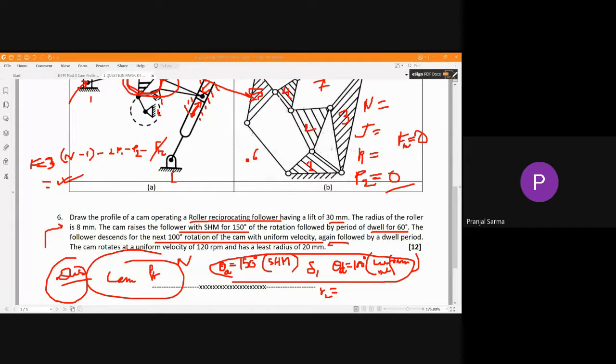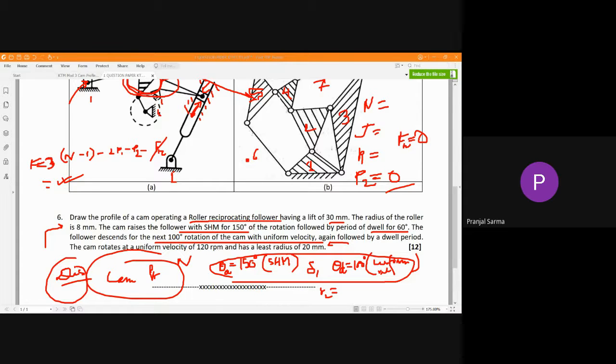So this one was for a roller reciprocating type of follower. Roller follower means whatever is the radius of the roller, that you also have to consider. And while drawing that particular cam profile, the radius value that you have to consider will become the minimum radius plus the roller radius. Okay, so you must consider that properly, and the rest is simple.